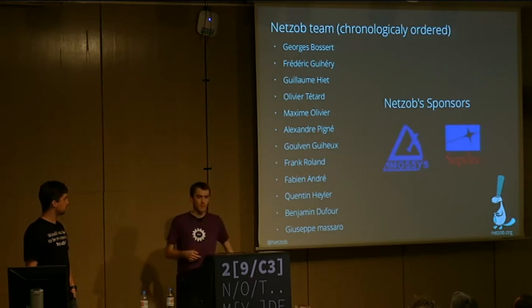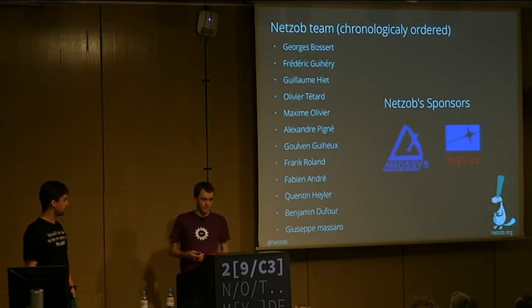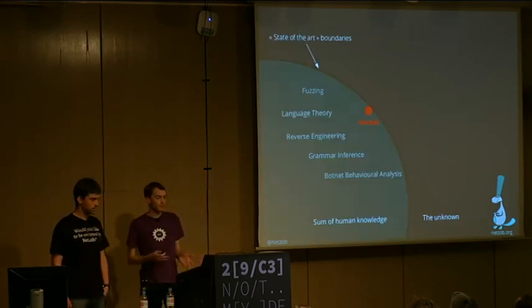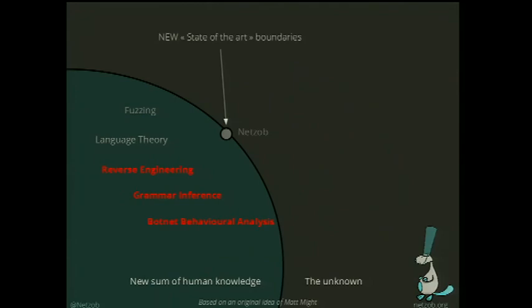This is a team that participates in NetZob. It's almost 12 people, and we have two main sponsors currently, Aimosis and the Scipelec school. With NetZob, we try to be at the state of the art in different domains, especially in reverse engineering of protocols, in grammar inference, and more recently, in the behavior analysis of botnet command and control channel. So we try to propose new ways in research. So that was NetZob, the project.